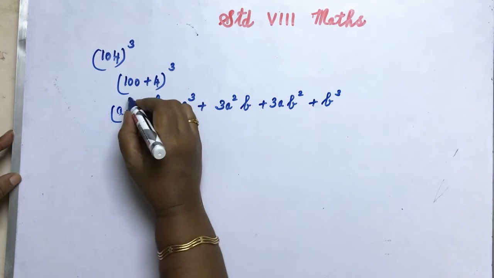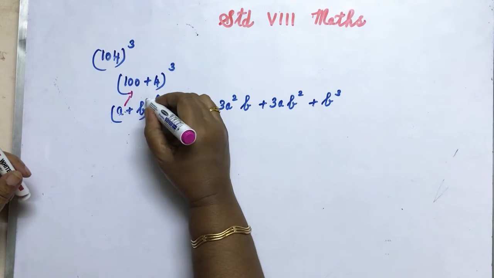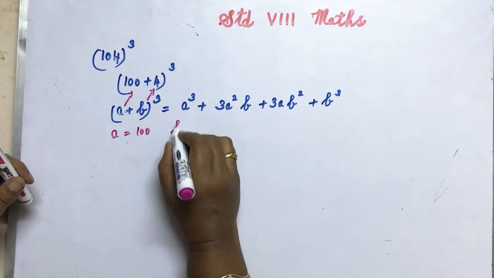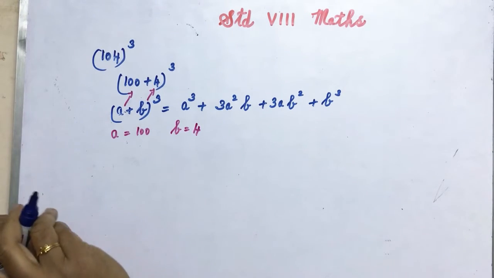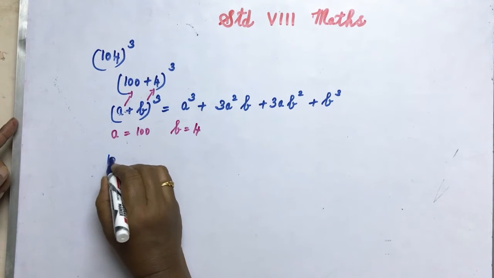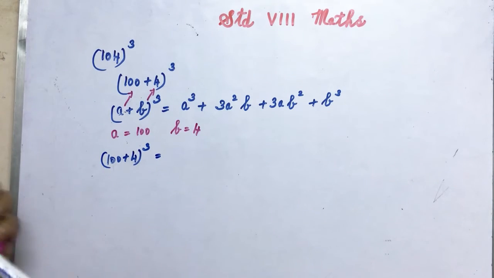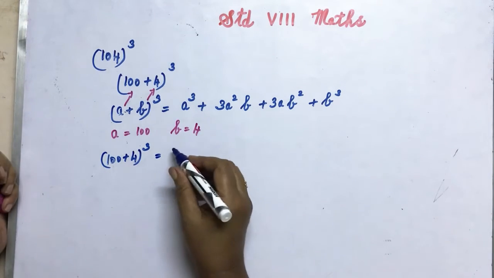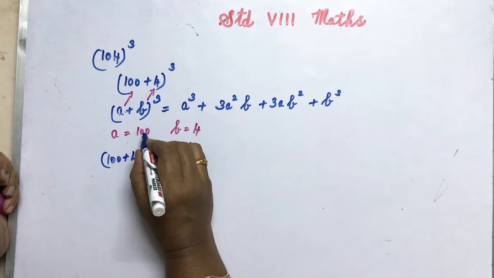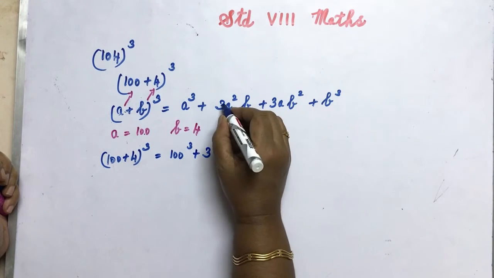Now we are going to find out the values. In the place of a we have 100 and in the place of b we have 4. So a is equal to 100 and b is equal to 4. Now let's replace the values in the identity. So 100 plus 4 whole cube is equal to 100 cube, a cube. In the place of a we have to replace 100. So 100 cube plus 3 should be written as such.